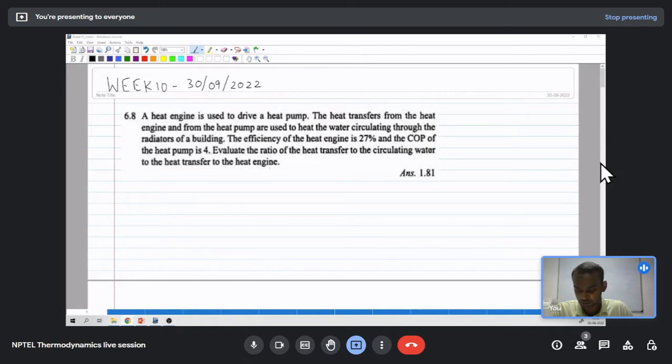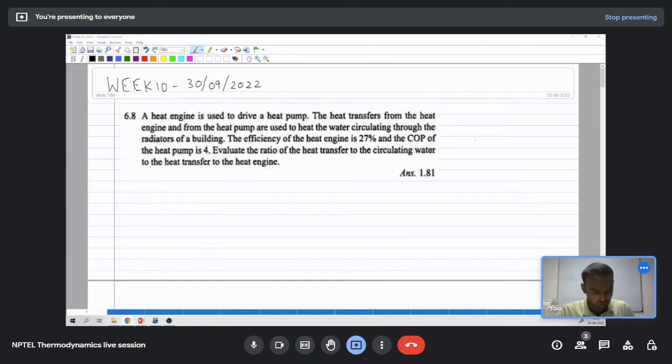A heat engine is used to drive a heat pump. The heat transfers from the heat engine and from the heat pump are used to heat the water circulating through the radiators of a building. The efficiency of the heat engine is 27% and the COP of the heat pump is 4. Evaluate the ratio of the heat transfer to the circulating water to the heat transfer to the heat engine.